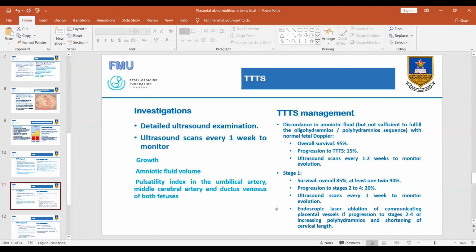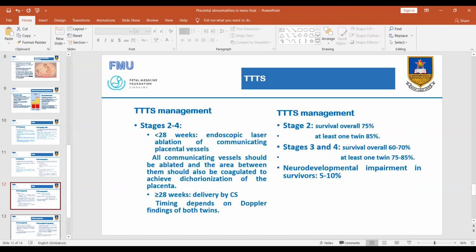However, this condition can progress to stages 2 to 4 in 20% of the cases. This stage needs monitoring with ultrasound scan for growth, amniotic fluid, and Doppler studies. If there is progression to stages 2 to 4, it's advisable to do endoscopic laser ablation of the communicating vessels. For stages 2 to 4, it depends on when the condition peaked.